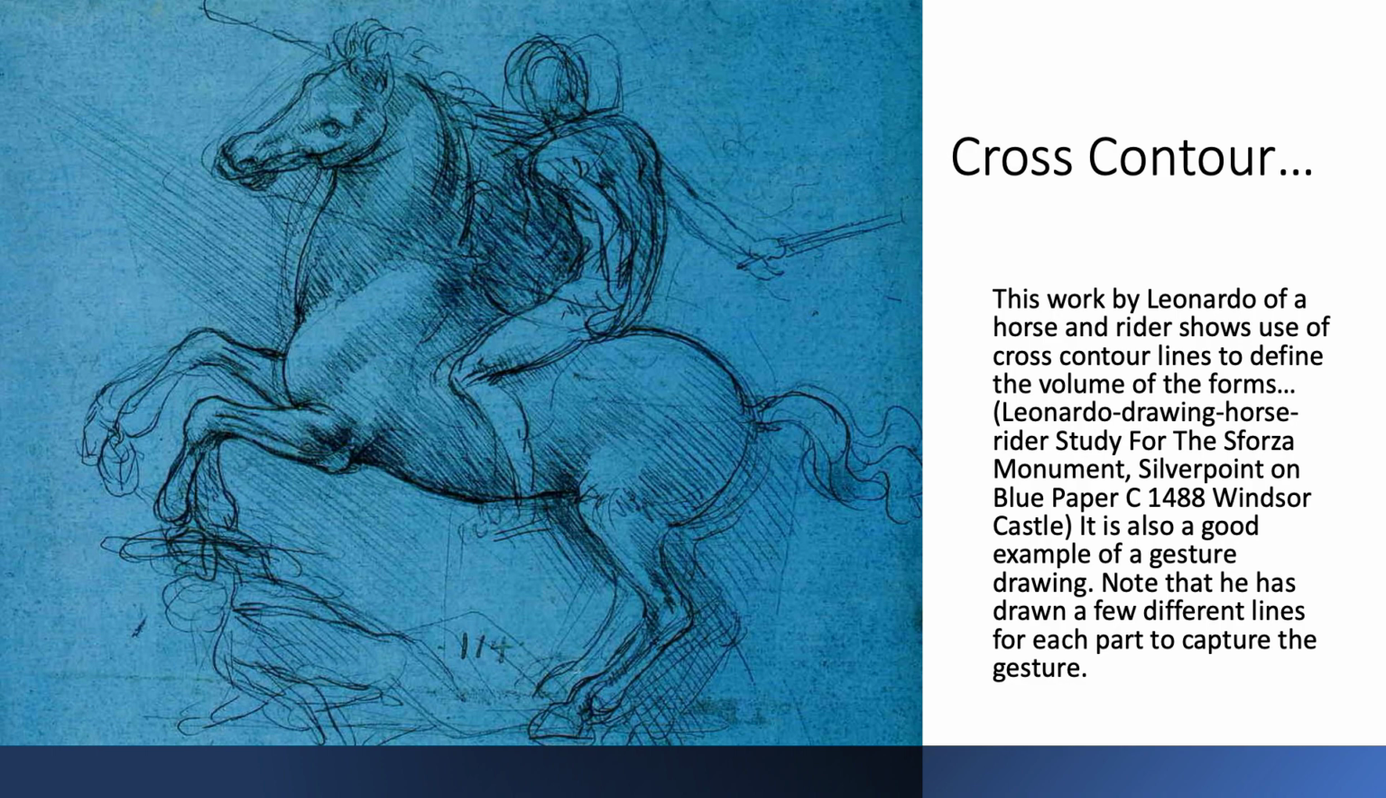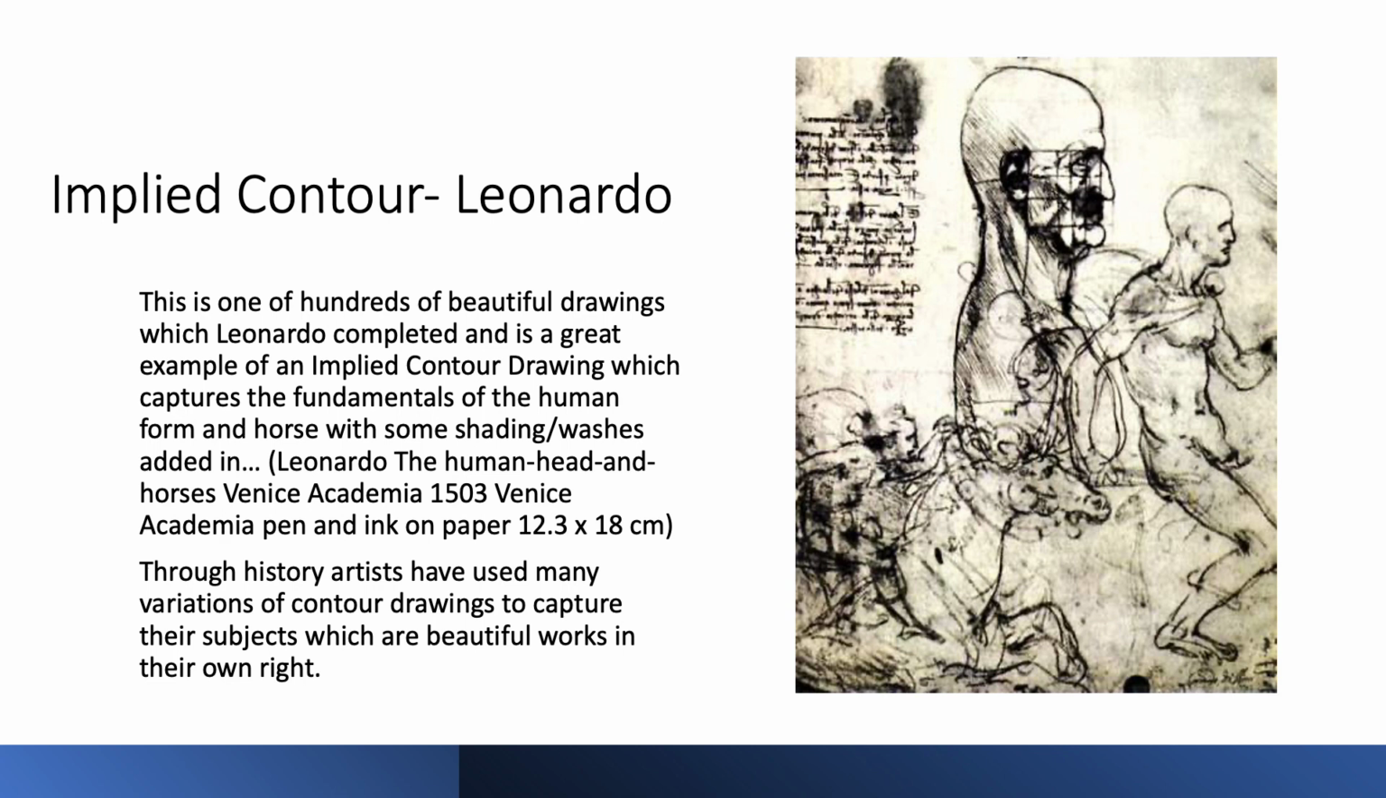And in this case, usually when we talk about gestural drawing, we're talking about drawings of the figure, so that the gesture of the figure seated on the horse and the gesture of the horse are captured in this beautiful drawing. This is one of hundreds of beautiful drawings which Leonardo completed, and is a great example of an implied contour drawing, which captures the fundamentals of the human form and horse, with some shading and washes added in.